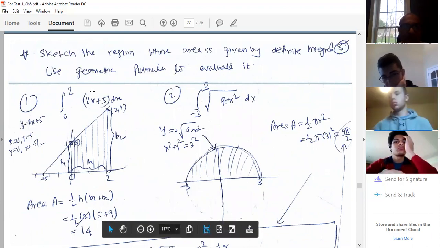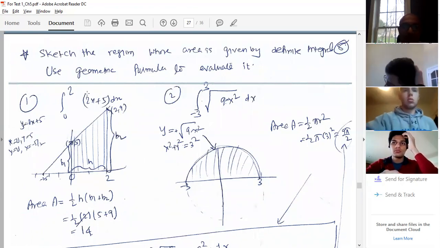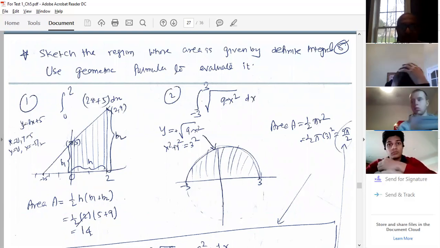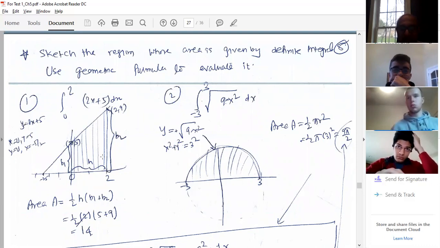See, 2x plus 5 is the line, right? If you take different values of x, you're going to get different values of y. Suppose x equal to 0, y equal to 5. That means this is the intersection point on the y-axis. Then let me take x equal to 2. 2 times 2 plus 5 is 9. So 2 and 9. So this is my area. Right?